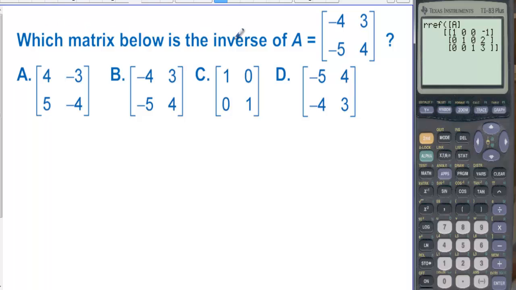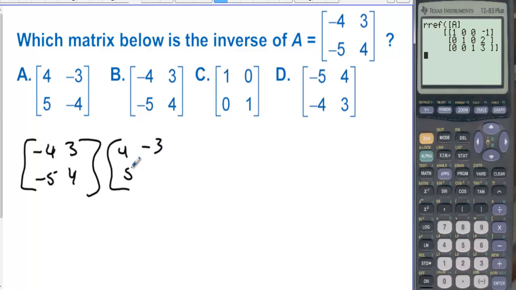Which matrix below is the inverse of A? Let's have A. A is negative 4, 3, negative 5, 4. And we're going to multiply that times 4, negative 3, 5, negative 4. We have negative 16 and 15. So negative 16 plus 15, that's negative 1. That already disqualifies that one.